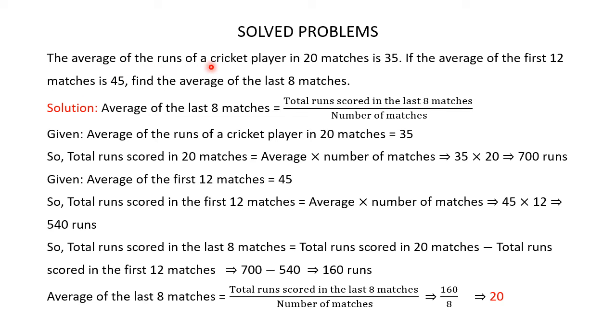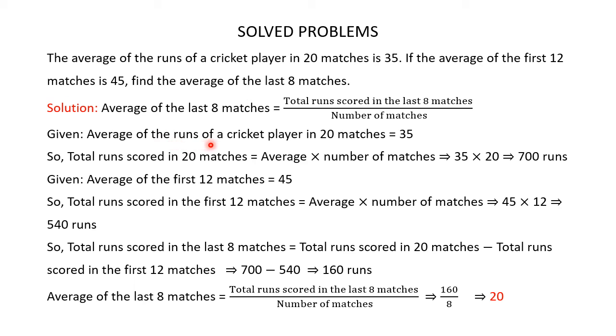The average of the runs of a cricket player in 20 matches is 35. If the average of the first 12 matches is 45, find the average of the last 8 matches. So we can find the average of the last 8 matches using the formula: average of the last 8 matches is equal to total runs scored in the last 8 matches divided by number of matches. Now we know that the number of matches is 8. So if we find the total runs scored in the last 8 matches, then we can easily find the average of the last 8 matches.